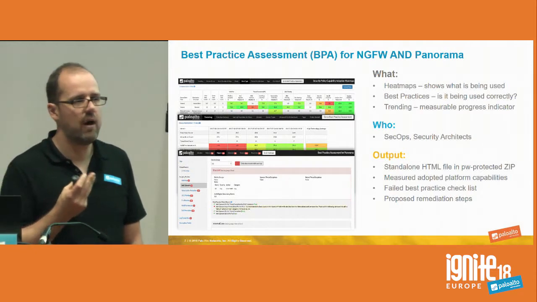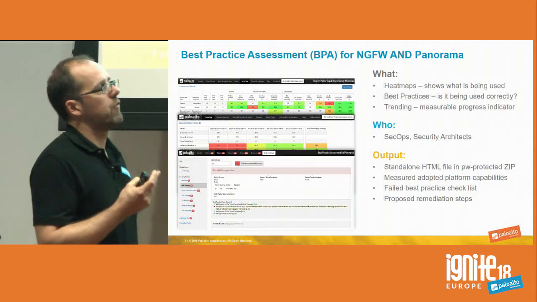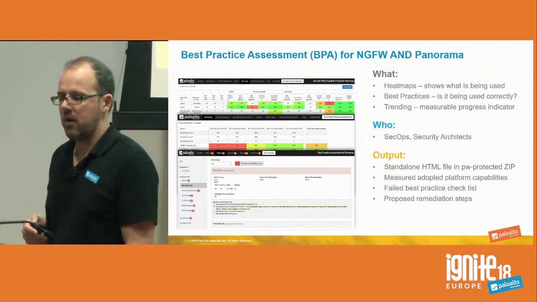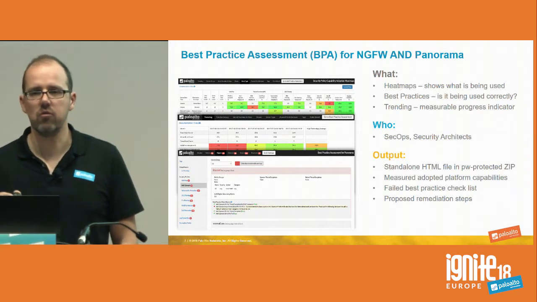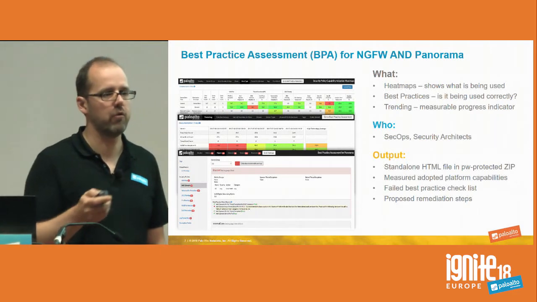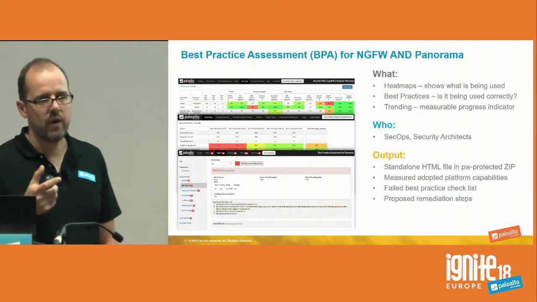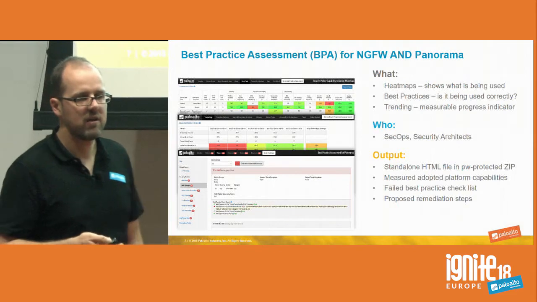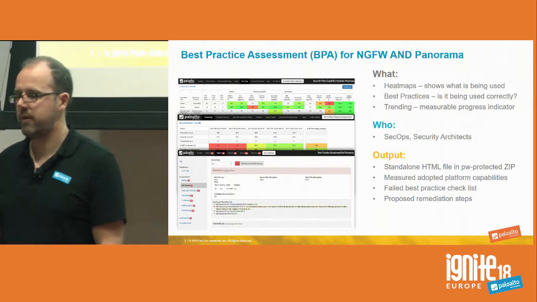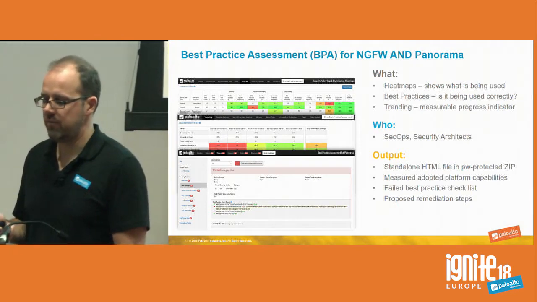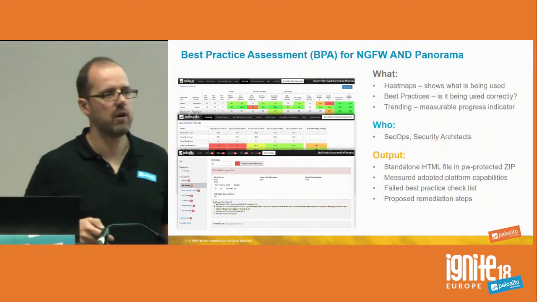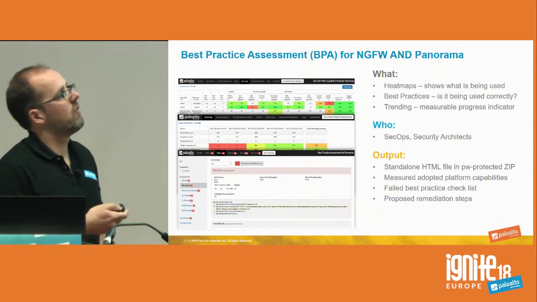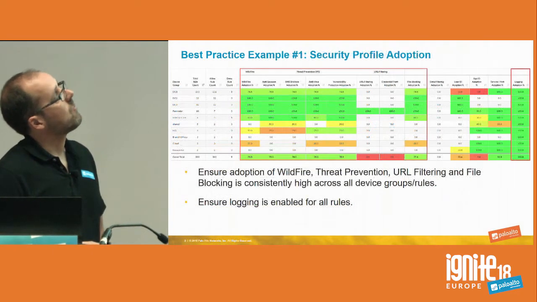But there are three things that we can take out of the report that will tell you how your firewalls are configured. One is a heat maps component, which tells you capability adoption across all your rules. The second one is a best practice part, which looks at how you're configuring certain capabilities, how you're configuring your rules, etc. And the last part is the trending view. I'm going to go into each of these with a couple of examples to help you understand what the value is of these three components.